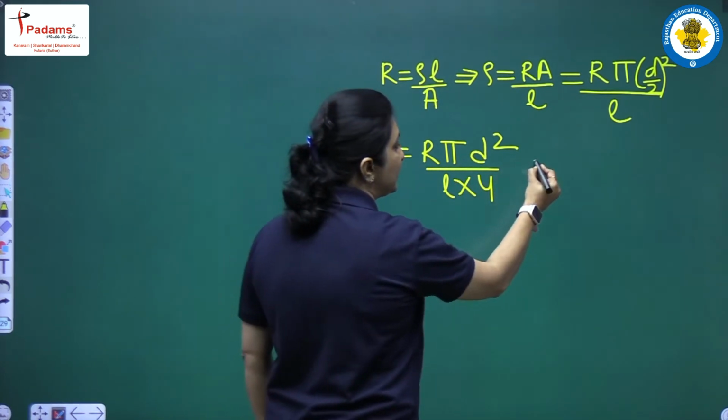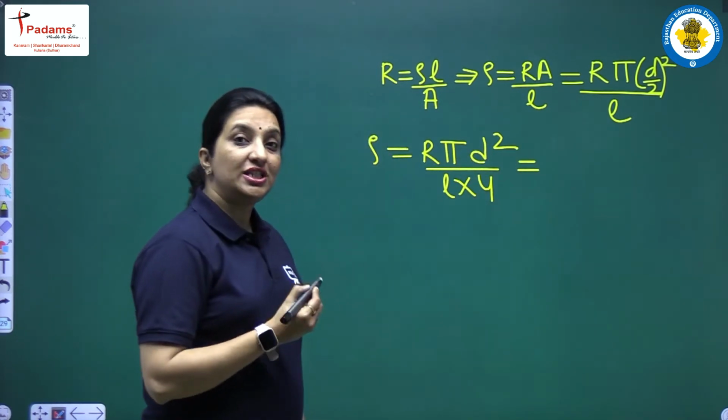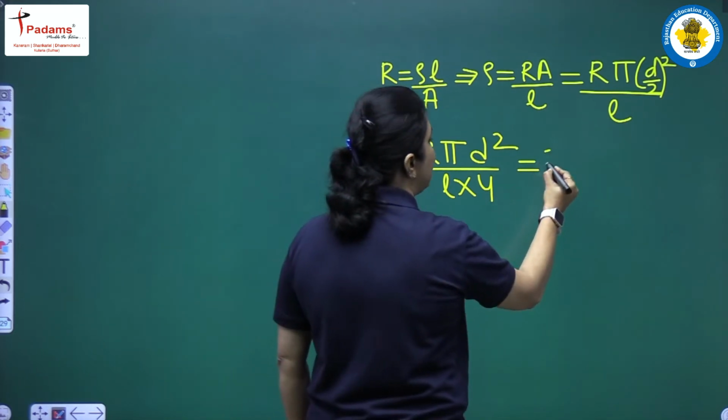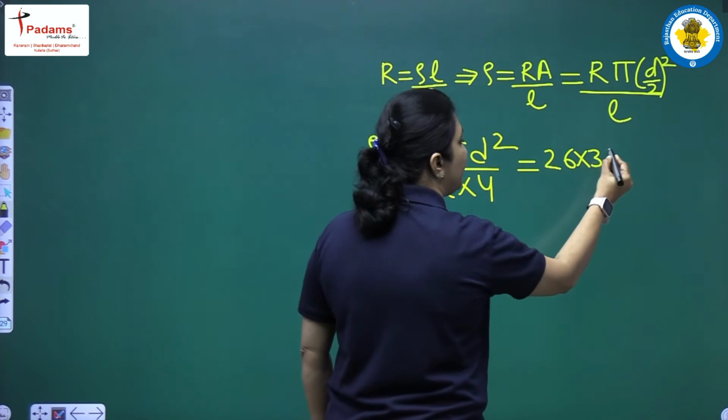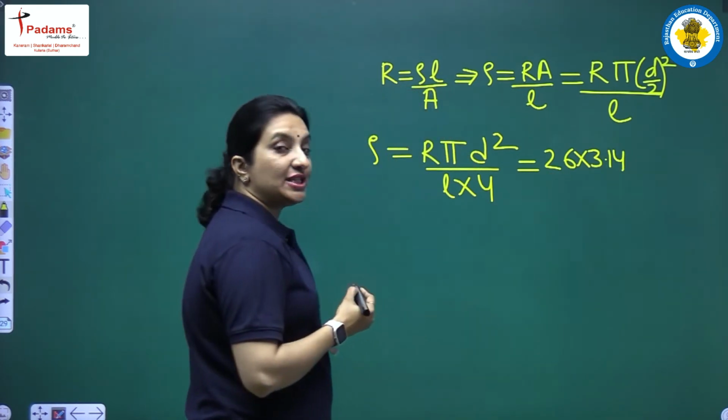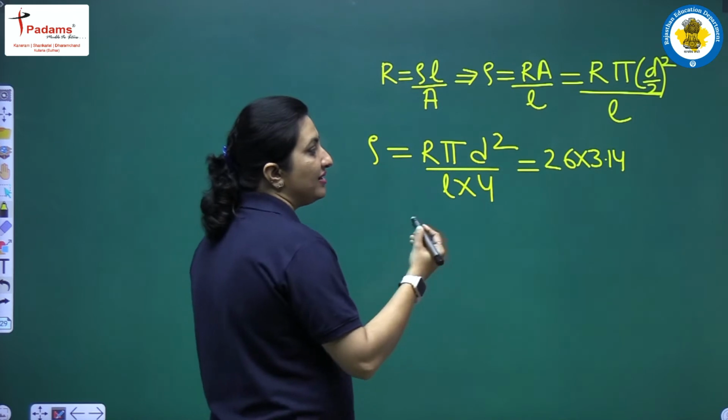So the resistance was given as 26 ohms, so here we will write 26. Now the value of pi can be taken as 3.14 or you can take 22 by 7. Then D.